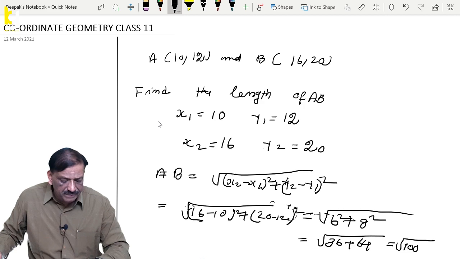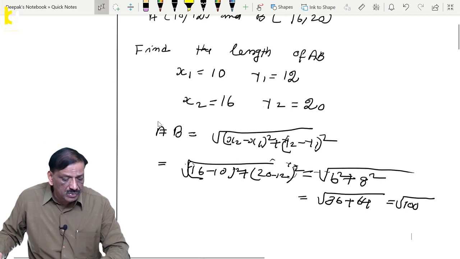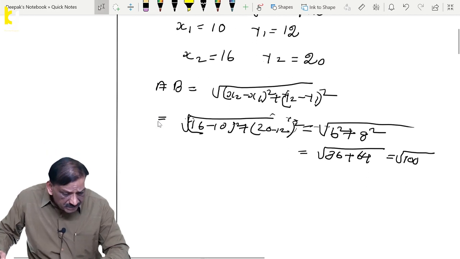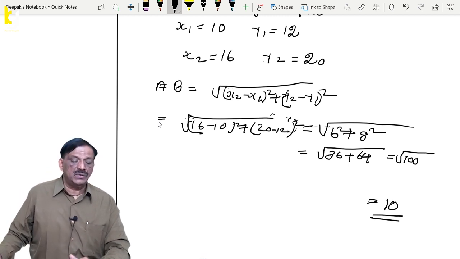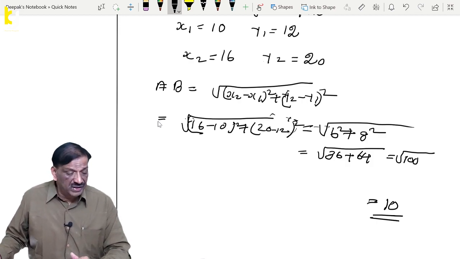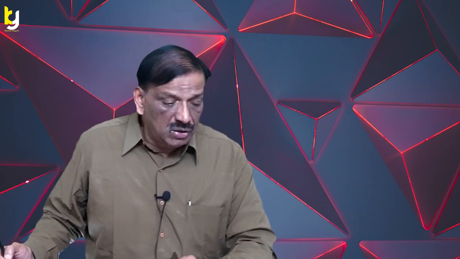Root of 100 is equal to 10. So, if A is (x1, y1) and B is (x2, y2), the length of AB is equal to root of (x2 minus x1) whole square plus (y2 minus y1) whole square.